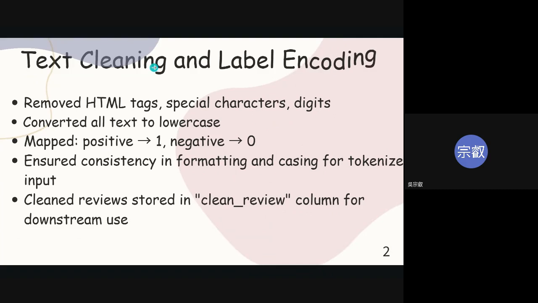The first step was cleaning the raw text. We removed HTML tags, special characters, and digits. Everything was converted to lower case to make the input consistent. We then mapped the sentiment labels positive to 1 and negative to 0. These cleaned and labeled reviews were stored in a new column called clean review, which we use for all the following steps. These steps ensure that the model will not be distracted by unnecessary formatting or inconsistent case.